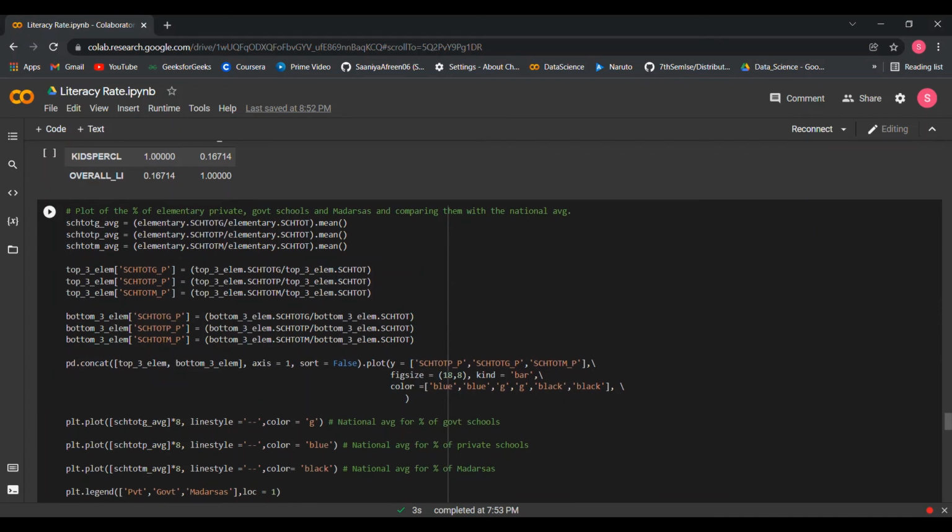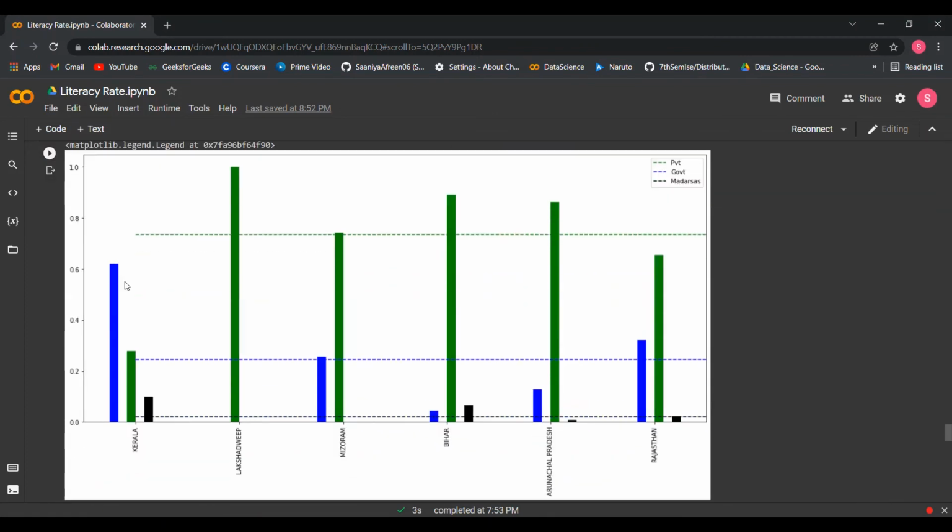We plot the percentage of elementary private, government schools and madrasas, and compare them with the national average. So from here we clearly see that Lakshadweep has only government schools, and Kerala has the highest share of private schools in total schools, and is the only state here which has more private schools than government schools. Bihar and Arunachal Pradesh have really few private schools compared to government schools. Their percentage of government schools is more than the national average. Rajasthan has around 35% private schools, which is less compared to its number of government schools.